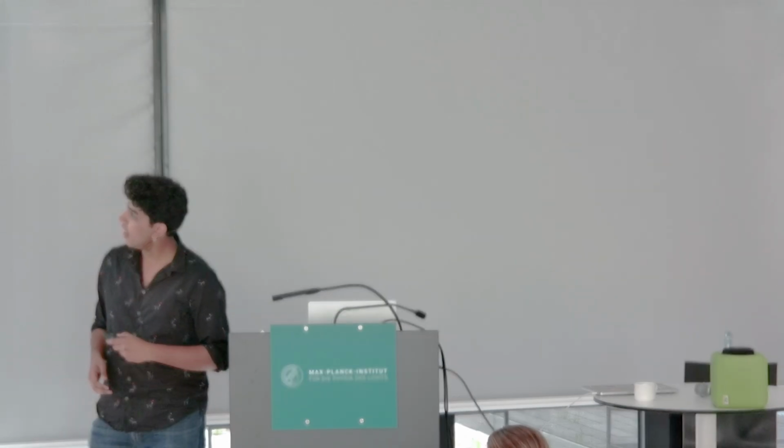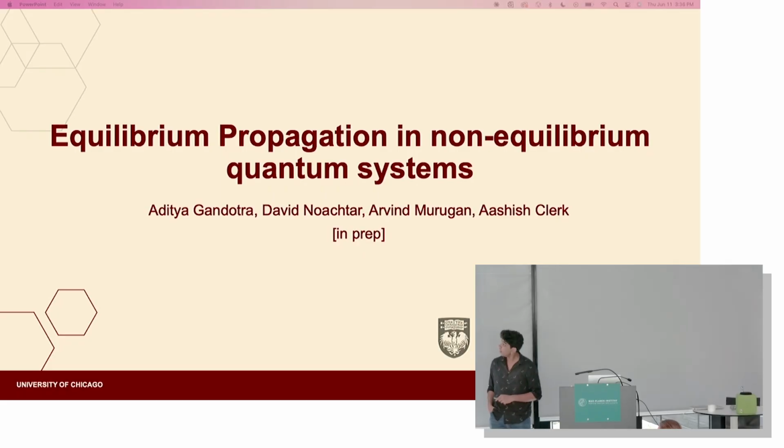So, yeah, I'm Adi. I'm a PhD student at the University of Chicago with Ash Clerk. And this is some work that we've done in collaboration with Arvind Murugan at U Chicago, some of you might know. And yeah, the title of my talk is Equilibrium Propagation and Non-Equilibrium Quantum Systems.